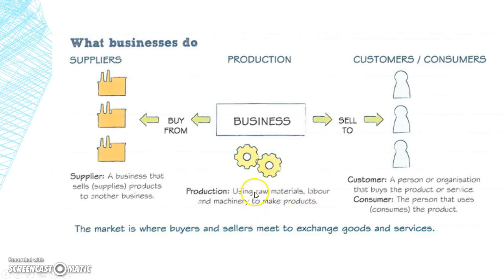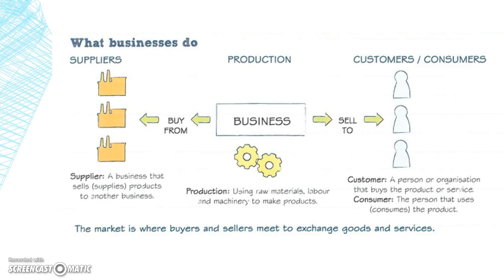Not every business produces, and as we've already said, not every business sells their goods or services, but this is just a good, reasonable depiction of how a business operates. The business in the middle, dealing with its suppliers, and then dealing with its customers. Where does the business meet its customers? It meets its customers in the market. The market is where the buyers, the consumers, and the business, the sellers, meet and exchange goods and services.